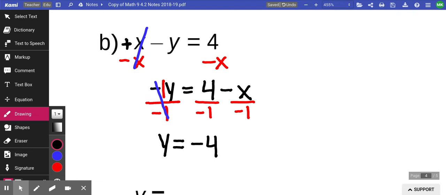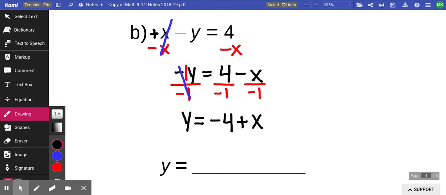Negative x divided by negative 1. That's like a negative 1x. So if you had negative 1x divided by negative 1, those negatives would become a positive x. This equation rearranges to be y equals negative 4 plus x. Okay, that's a hard one.